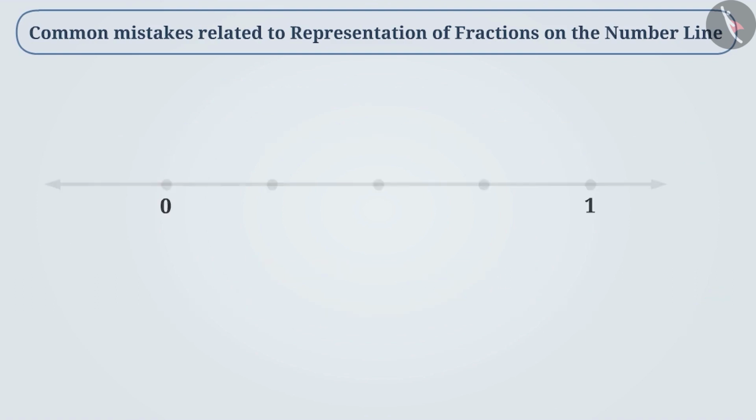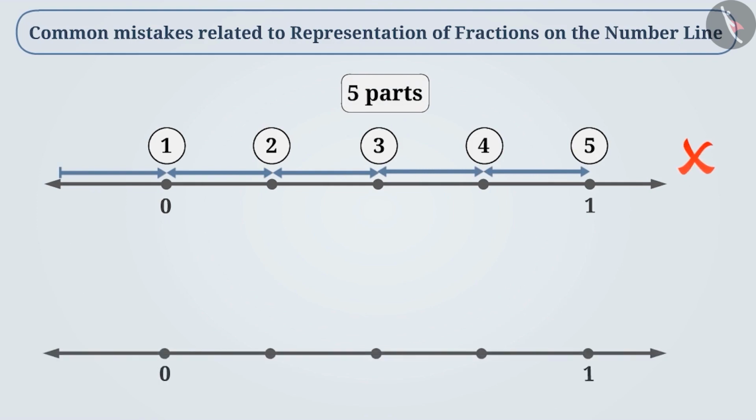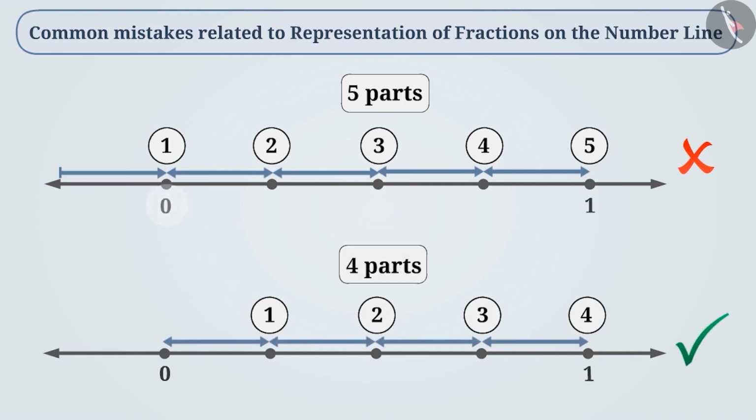Many times, parts are counted incorrectly on the number line. Look at this example. It is understood that it is divided into 5 parts by counting from 0 to 1. The correct understanding is that to find the number of parts, skip the point at 0 and start counting from the point next to 0 and count up to 1. With this understanding, there are 4 parts here.